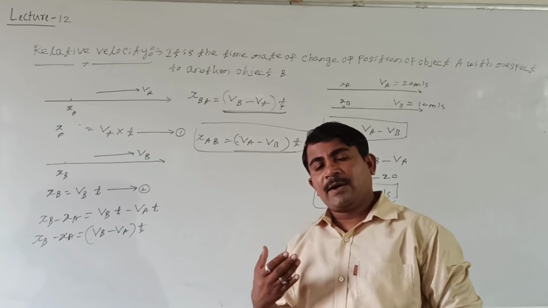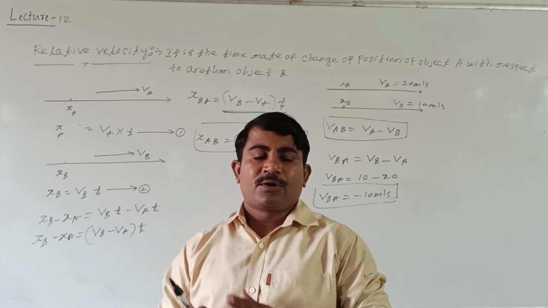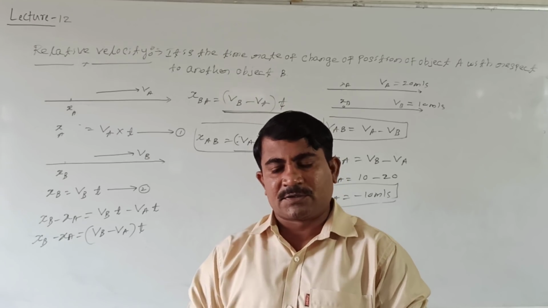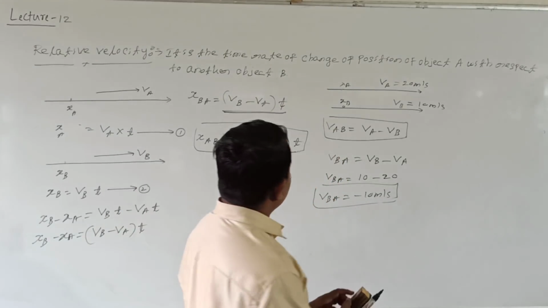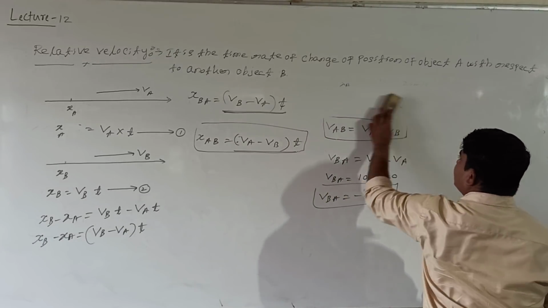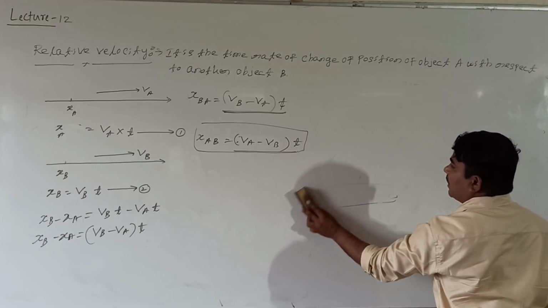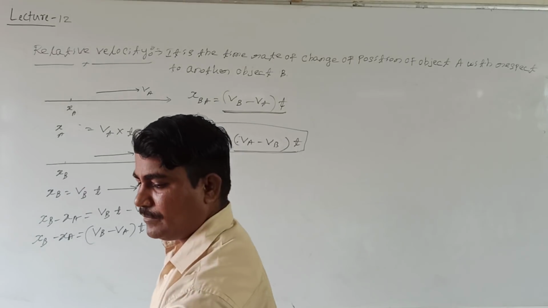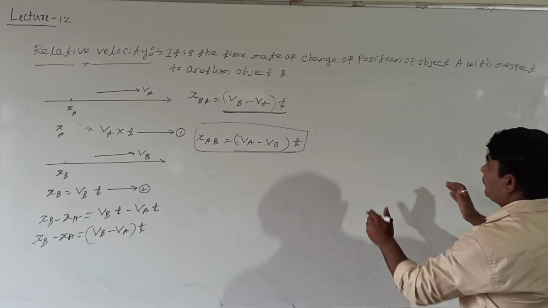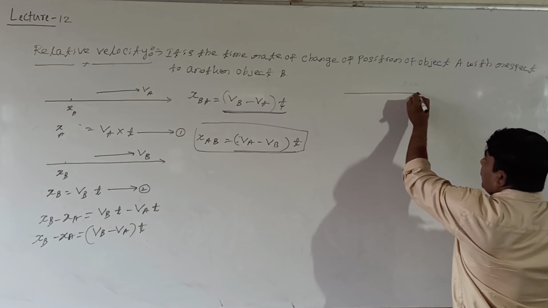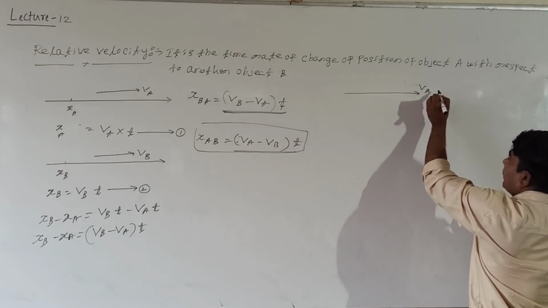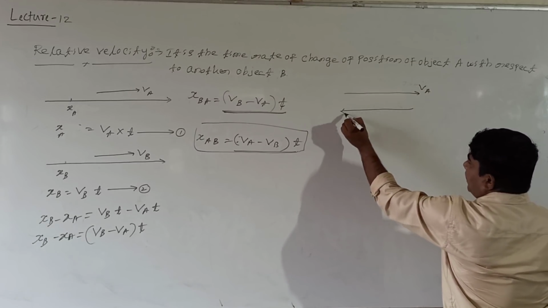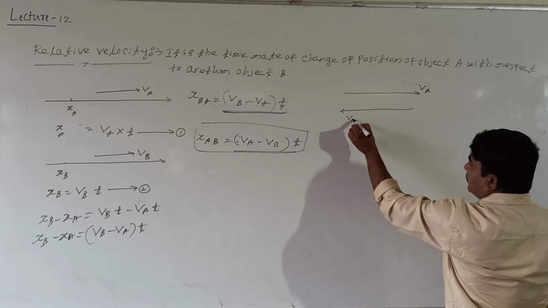Right? Now I will take the reverse case. Reverse means two bodies are moving in opposite directions. Then how to represent the relative velocity? Look at my students, see here. Consider one person moving forward with velocity VA, right? Another person is moving in the backward direction with velocity VB.